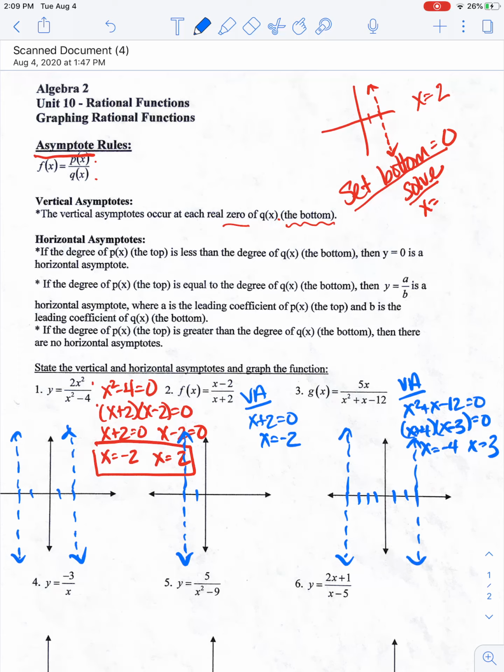Okay, so we're just going to stay right here. So that's how you find vertical asymptotes. You find where the world will stop turning. Take the bottom, set it equal to 0, and solve it.